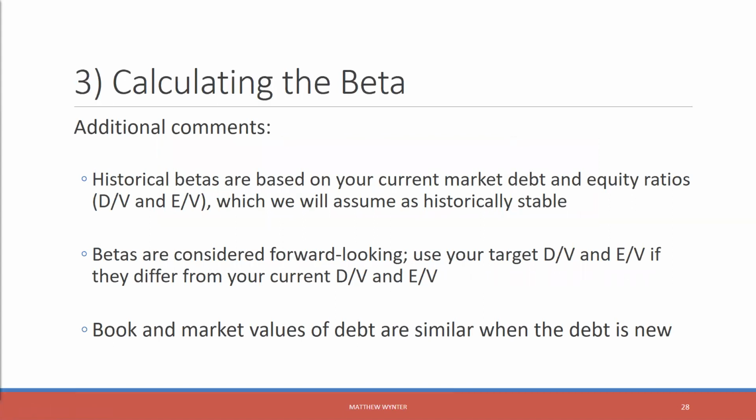Okay, calculating the betas. In order to calculate the betas, we're going to have to consider using something forward-looking. So what's your target value of debt or your target value of equity if they differ from your current value of debt and your current value of equity? The other thing I want to point out is that book and market values for debt are very similar when the debt is newly issued. That's good for us because it means we can look at relatively recently issued debt to get a good approximation.